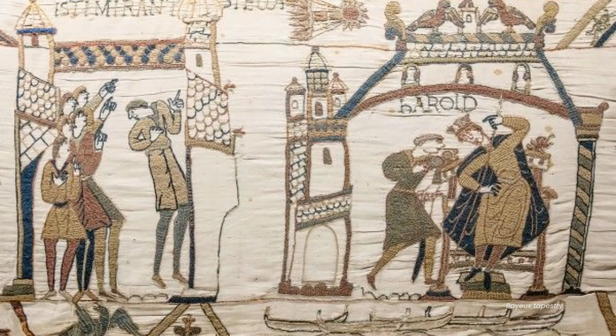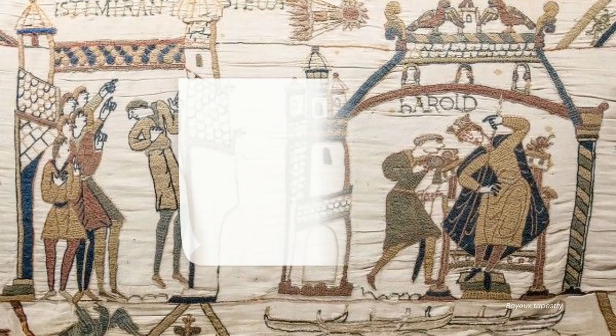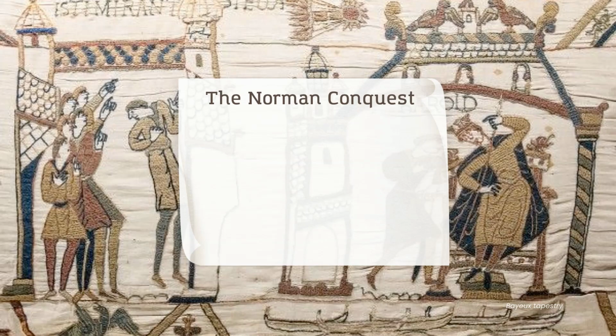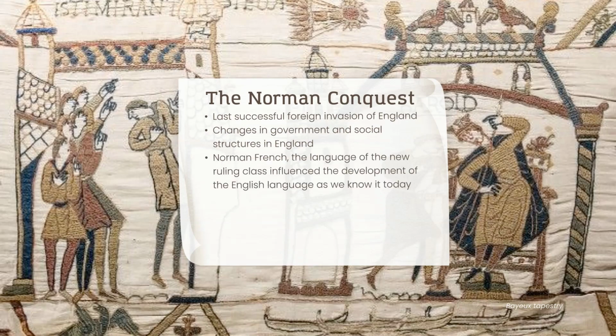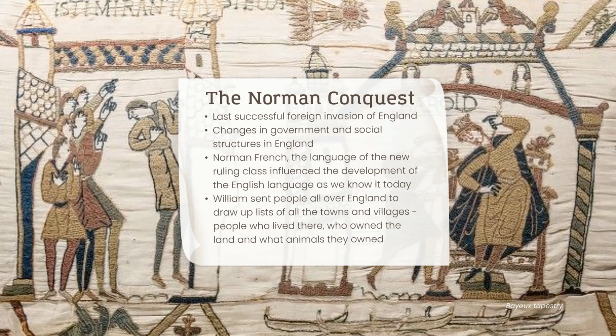in France today. The Norman Conquest was the last successful foreign invasion of England and led to many changes in government and social structures in England. Norman French, the language of the new ruling class, influenced the development of the English language as we know it today. Initially, the Normans also conquered Wales, but the Welsh gradually won territory back.